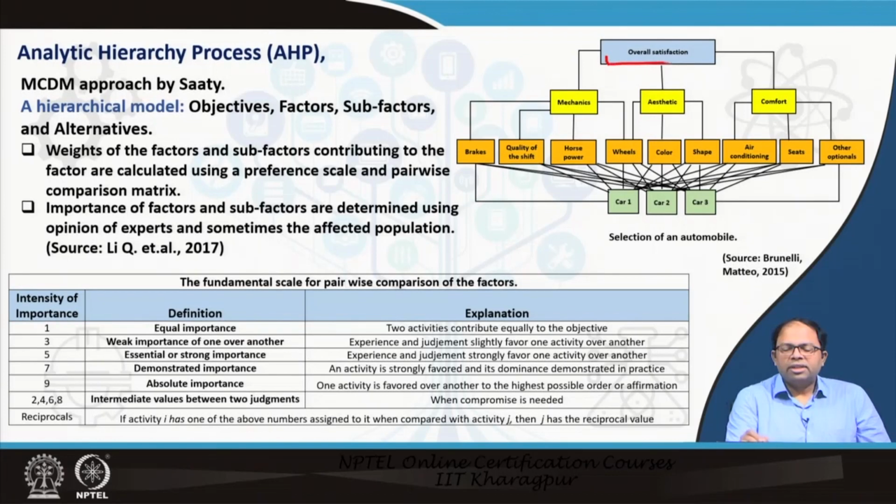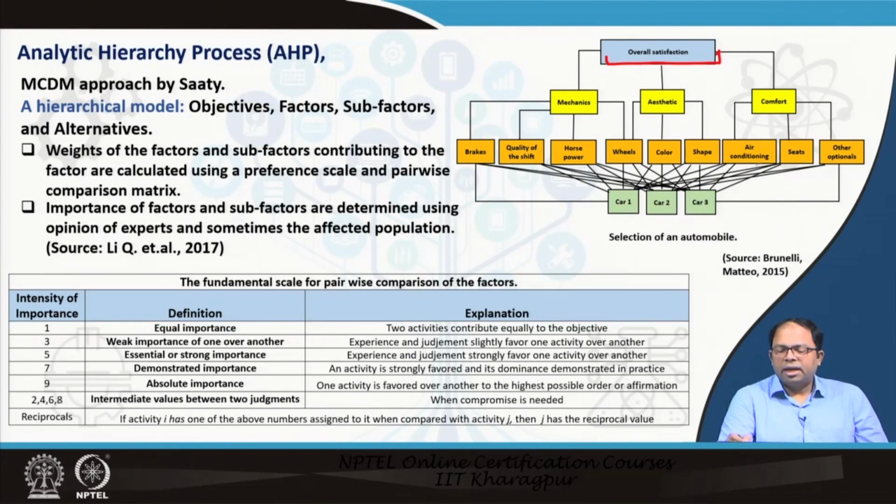The objective is to determine the highest overall satisfaction, and we have factors like mechanics of the car, aesthetics of the car, and the comfort level offered by the car. These are the three factors being considered. Then we have sub-factors. For mechanics, we have brakes, quality of shift, that means the quality of the gear, then the horsepower, the power of the vehicle, and even the wheel sizes may play a role. Wheels could also be aesthetically pleasing, so the design of the wheels, the color of the vehicle and the shape of the vehicle may play a role in my decision.